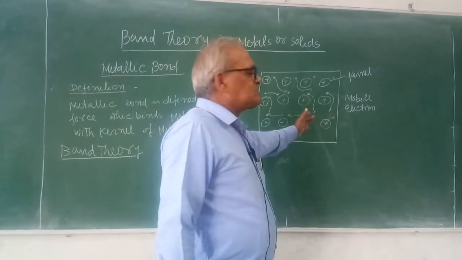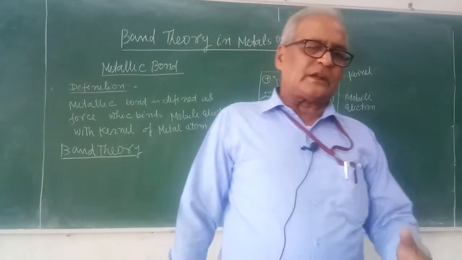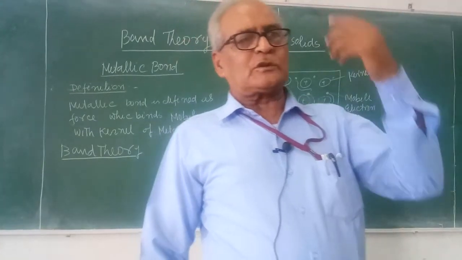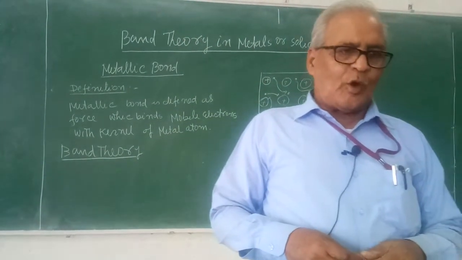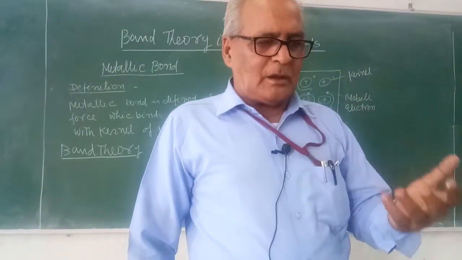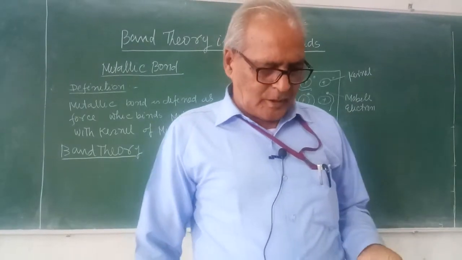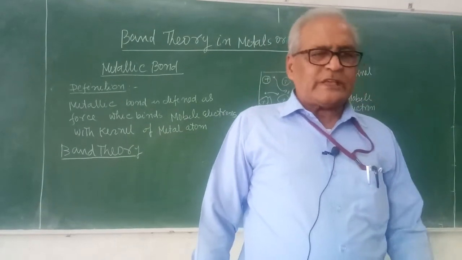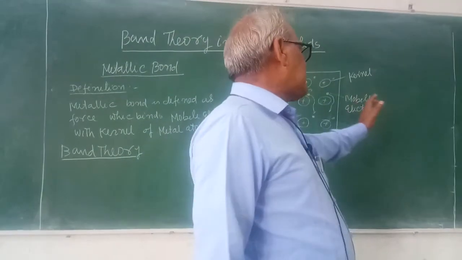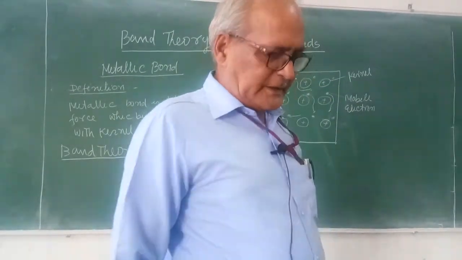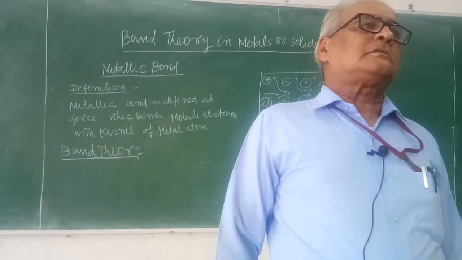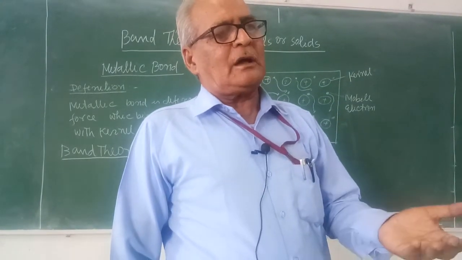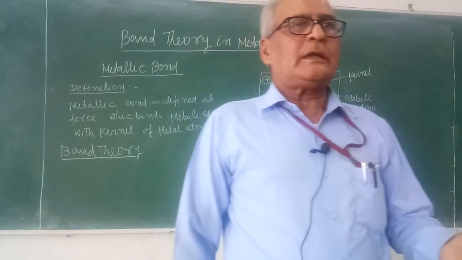But this theory is not very successful. We cannot explain so many characteristics of the metal. Why is metal a good conductor of heat and electricity? Why is there the malleable character of the metal? Why are metals ductile? These characters cannot be explained with the help of this theory. So later on, the molecular orbital theory explained the bonding in the metal.